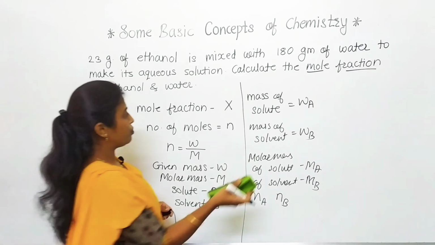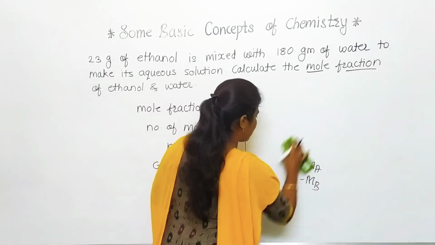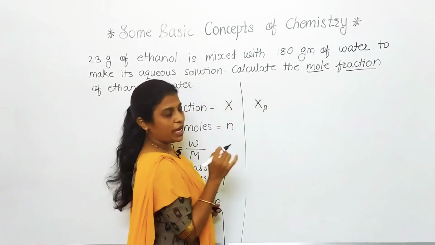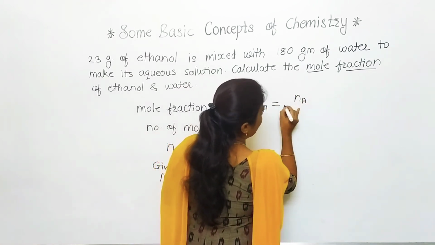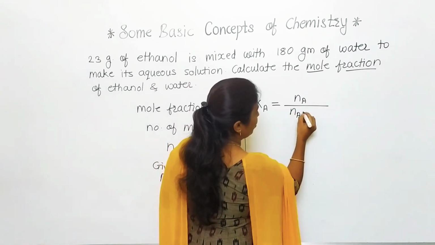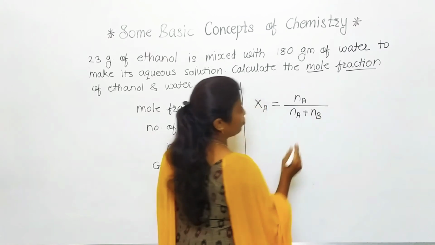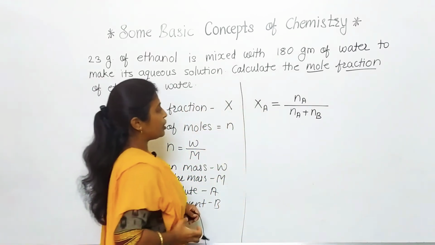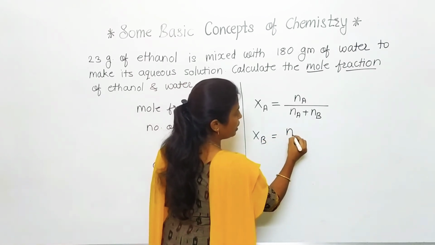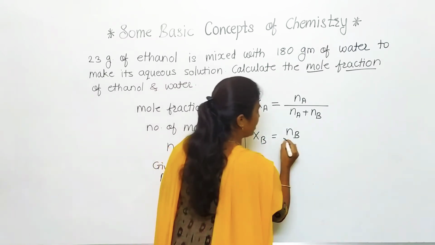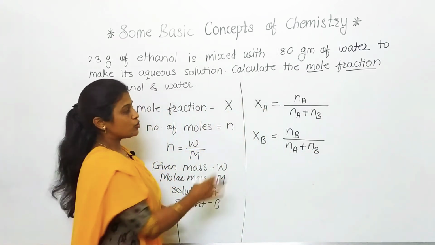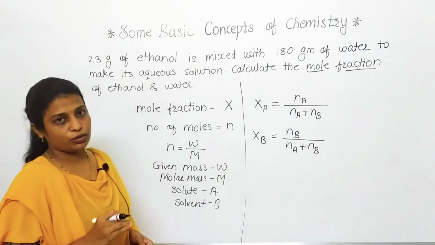Now what is the formula? Before that, I will tell you what is meant by mole fraction. Mole fraction of solute has the symbol XA. The formula will be Na divided by, in that solution, solute and solvent will be there, so the sum of the number of moles of solute and the number of moles of solvent. Clear? Now the second formula: the mole fraction of solvent is equal to number of moles of solvent divided by number of moles of solute plus number of moles of solvent. These are the two formulae we should know to find the mole fraction.